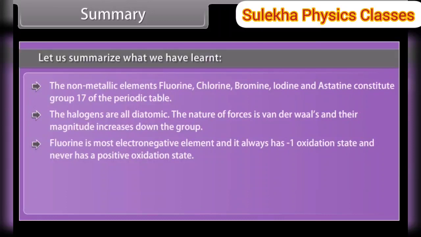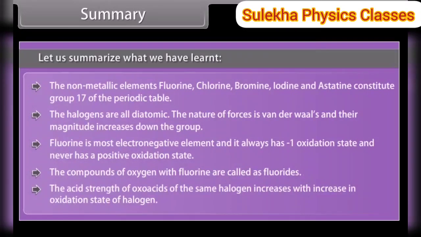Fluorine is the most electronegative element and it always has the -1 oxidation state and never has a positive oxidation state. The compounds of oxygen with fluorine are called fluorides. The acid strength of oxoacids of the same halogen increases with increase in oxidation state of the halogen.